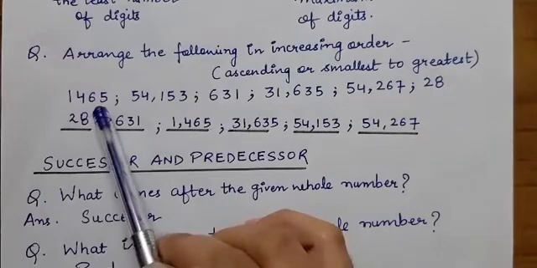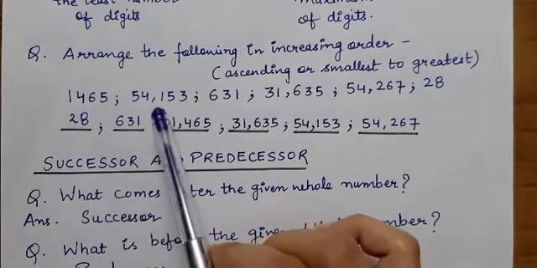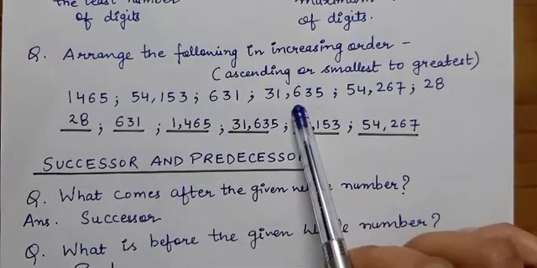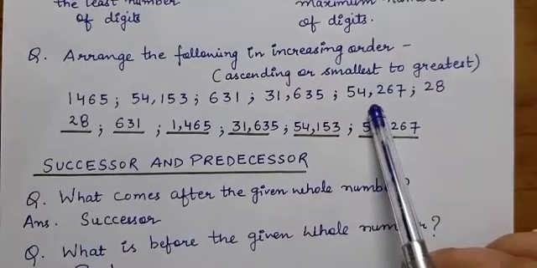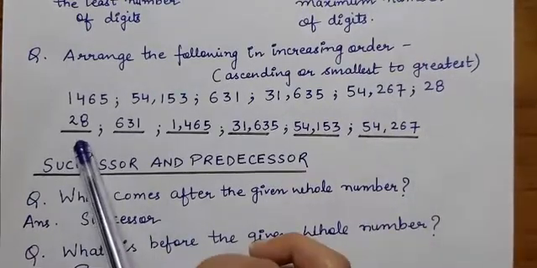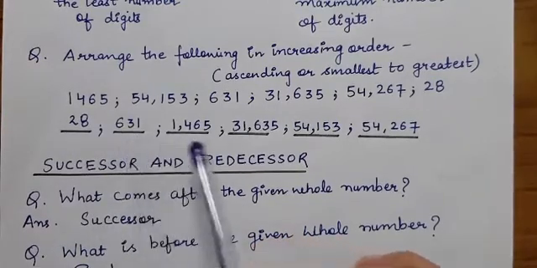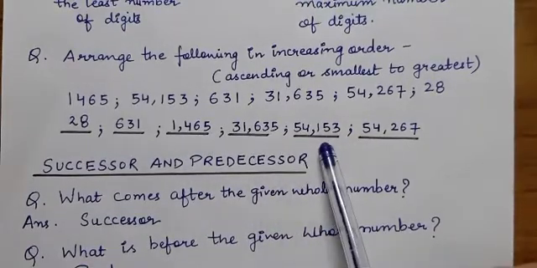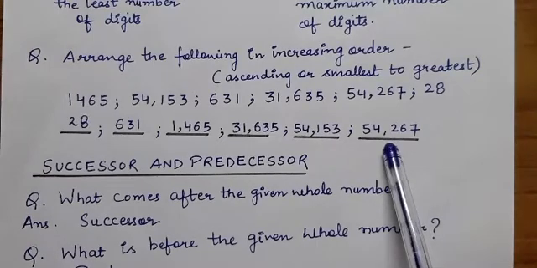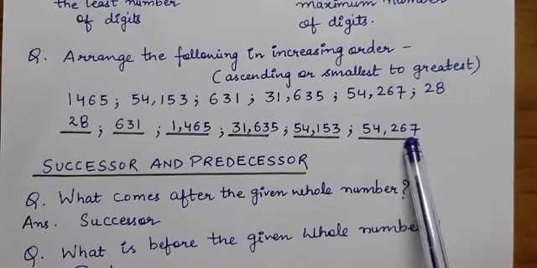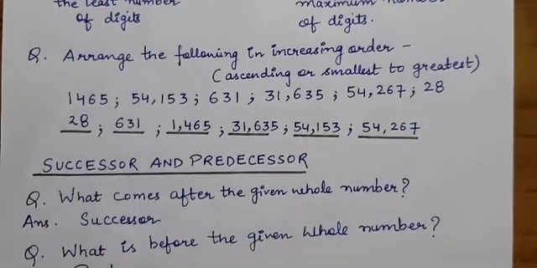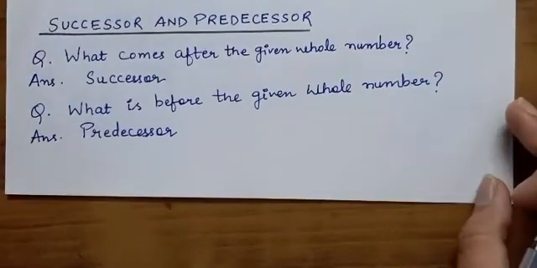The example has the numbers 1465, 54,153, 631, 31,635, 54,267 and 28. The first number that will come here will be the one with the least number of digits, that is 28, followed by 631, 1465, 31,635, 54,153 and 54,267. If you arrange the same order from right to left, it will be the descending order.